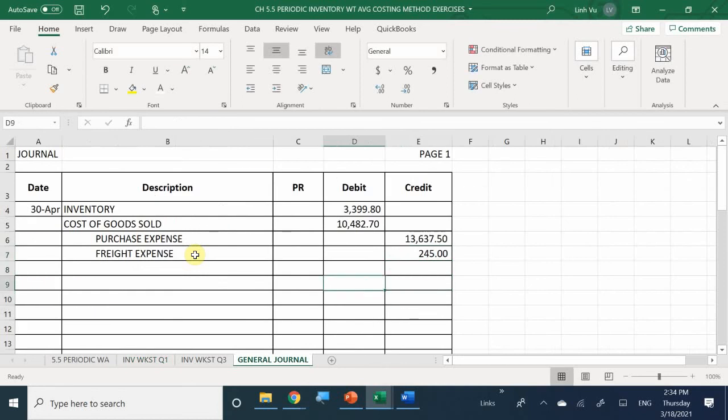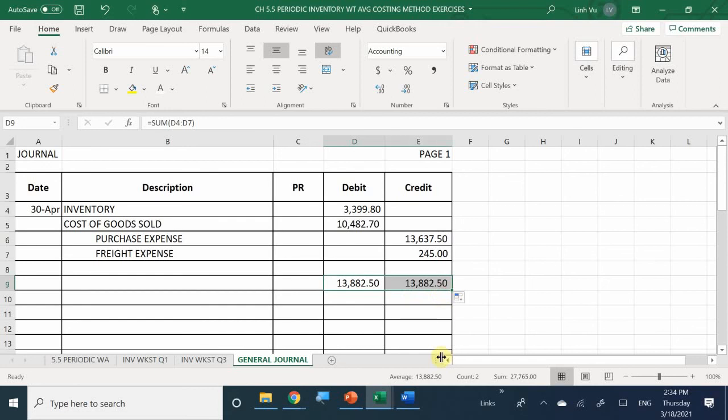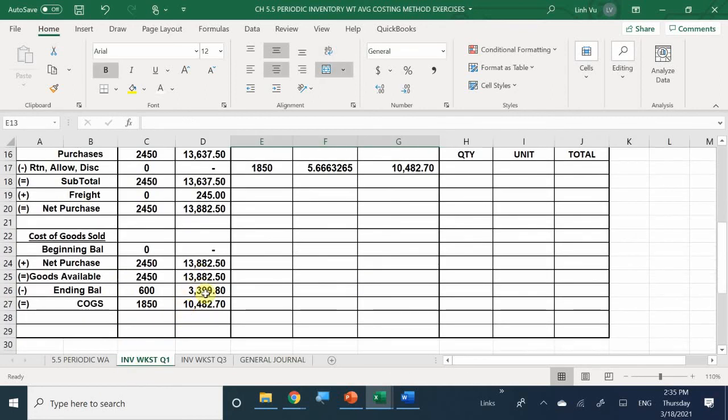Let's double confirm that my debits match my credits. So I get 13,882.50 on the left, and I got 13,882.50 on the right. So where do we see this number? It's our goods available. Okay? So make sure that you know that. Everyone good with me so far?